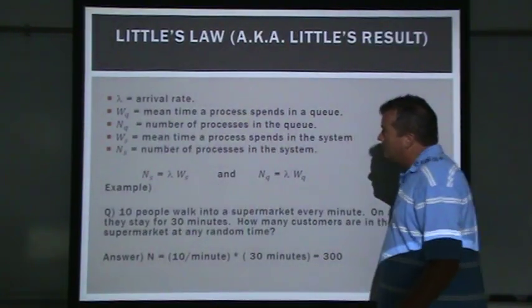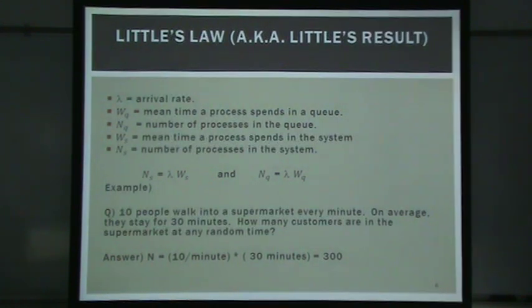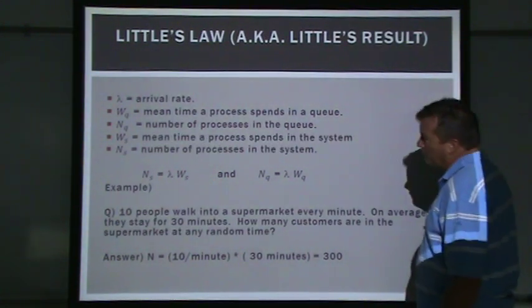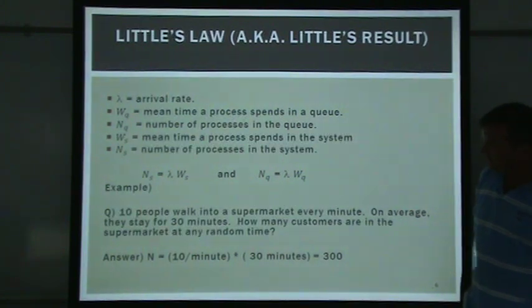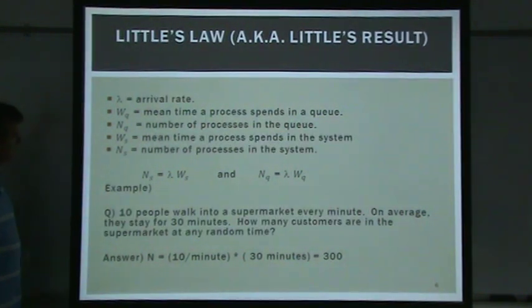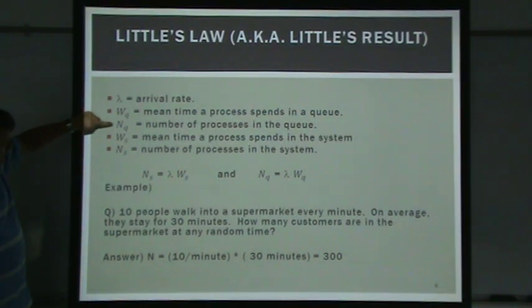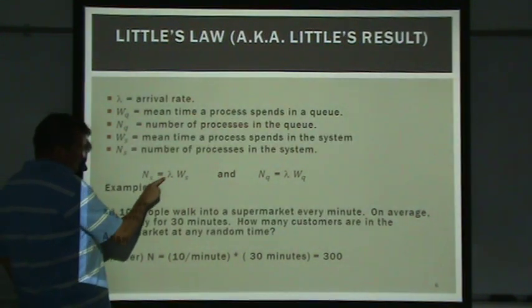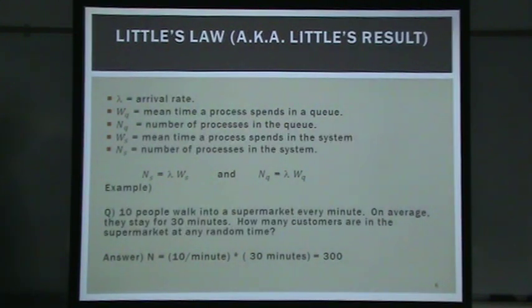Okay, then there's a famous result called Little's Law, and some textbooks refer to it as Little's result, and it's kind of an intuitive result about arrivals into a process. So once we have lambda as our arrival rate, W sub q is the mean time a process spends sitting in the queue. The number of items in the queue could be N sub q. And then we can do the same thing for the whole system, the wait time and the number in our system. And Little's result, or Little's law, is basically a formula that says the number in the system equals the rate into the system times the wait time.